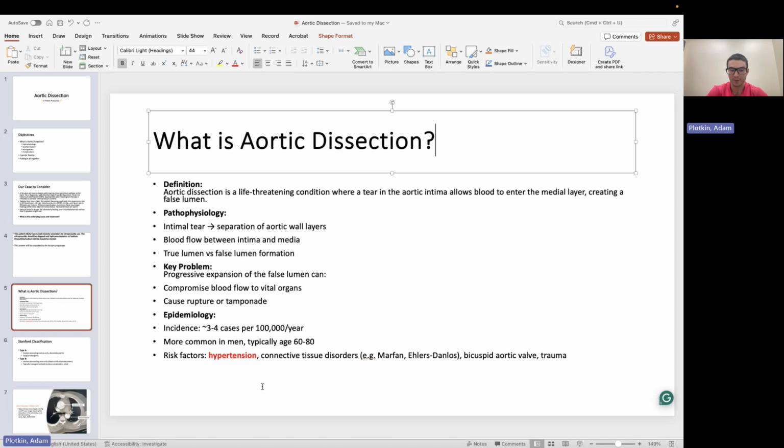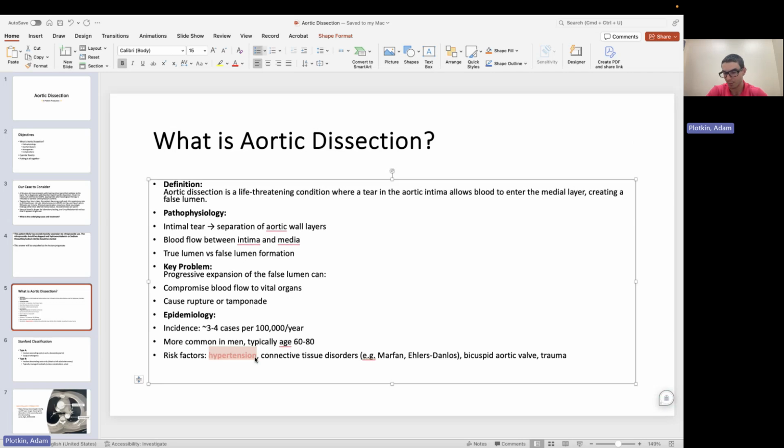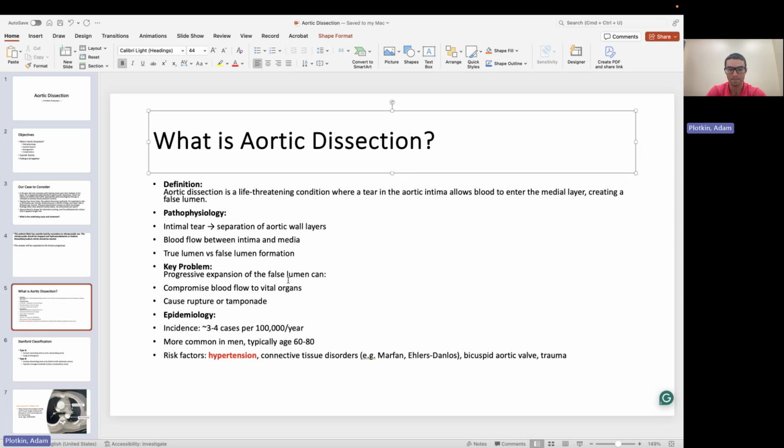So again, certain risk factors. Hypertension is by far the most common risk factor. It is the go-to Step 1 question for aortic dissection. They'll give you a patient with aortic dissection and ask, what was the most important risk factor in this patient? It's always hypertension, right? Maybe they give you the rare case where the patient doesn't have hypertension and has one of these connective tissue disorders, then you can answer that. But the classic question is a patient with pretty uncontrolled hypertension.